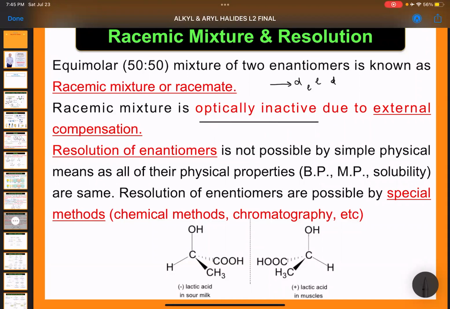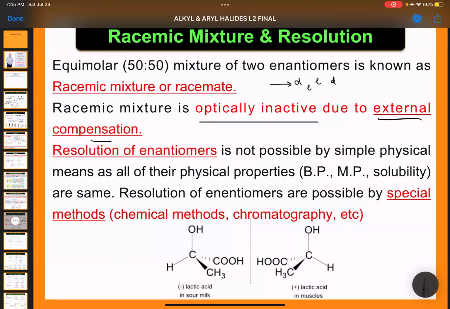And that optical inactivity, actually, if you look at each and every single molecule, it will be optically active, but overall the light is not getting rotated because it is cancelled by both molecules. Both molecules are present in the same tube. That's why it is called external compensation. So these two enantiomers are there for 2-bromobutane, one is dextro, another is levo.